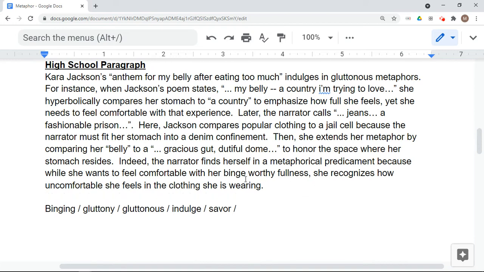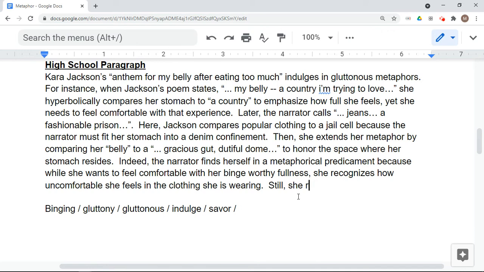Therefore, while she wants to feel comfortable with her binge-worthy fullness, she recognizes how uncomfortable she feels in the clothing she is wearing. Still, then she extends her metaphor by comparing her belly to a gracious gut, dutiful dome to honor the space where her stomach resides.